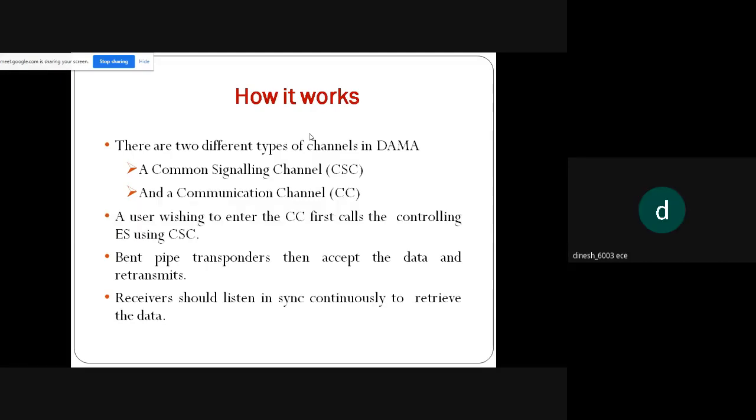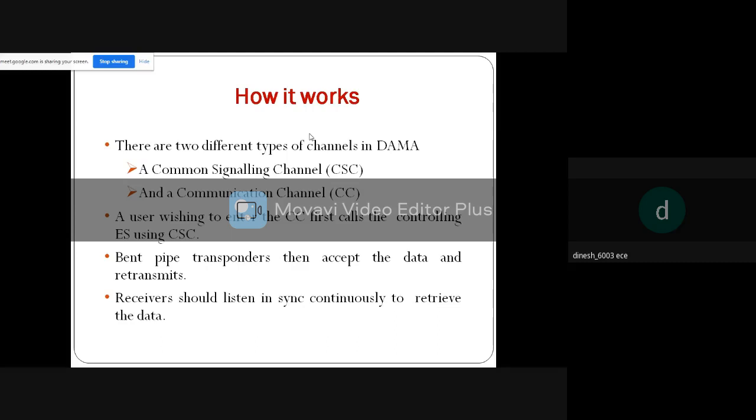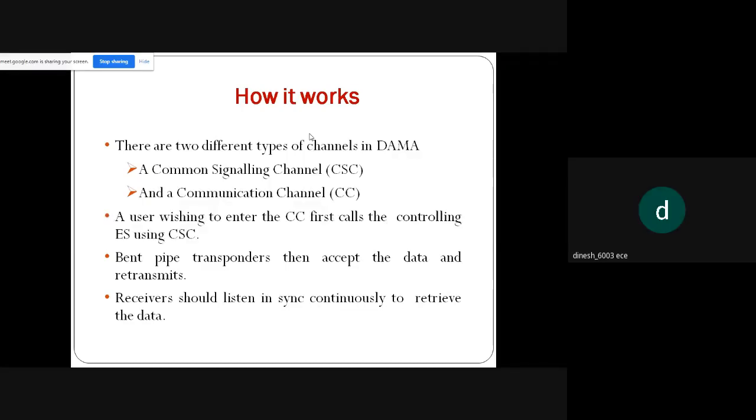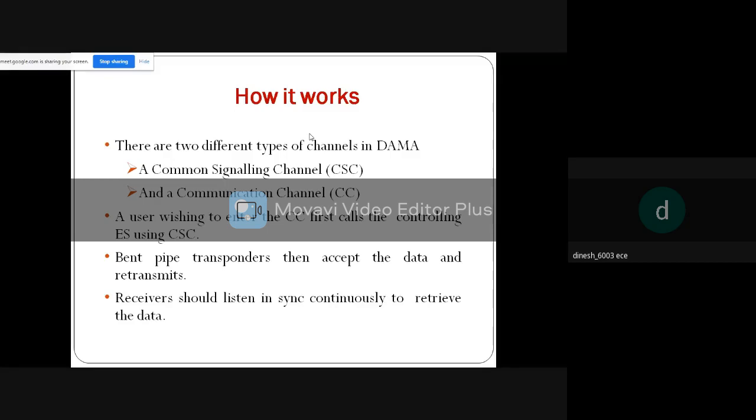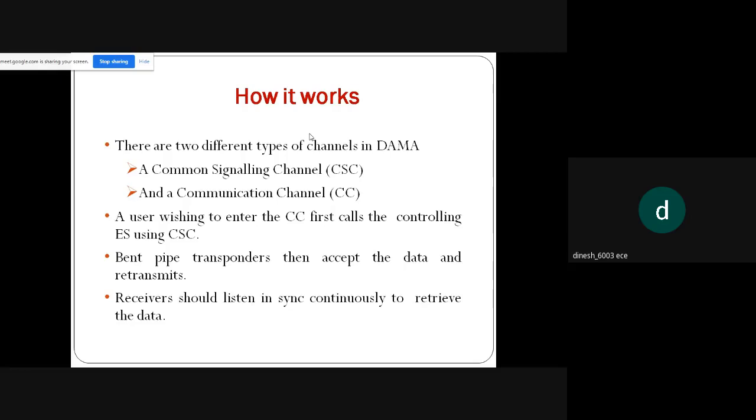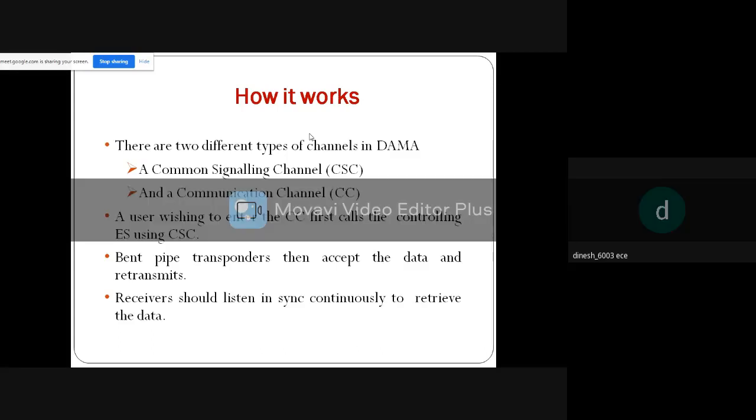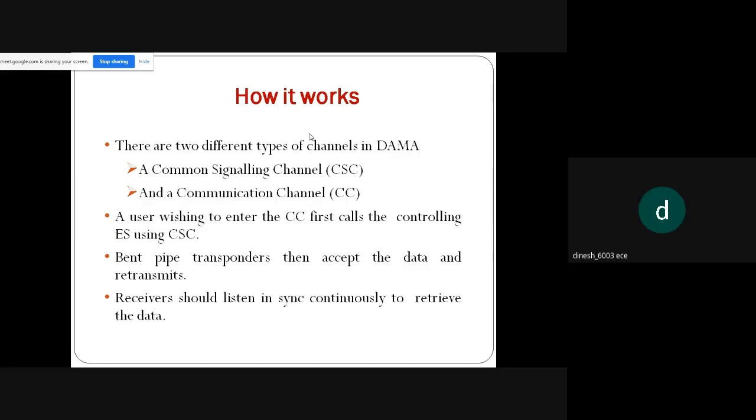There are two different types of channels present in the DAMA: one is the common signaling channel and the other is the communication channel. The common signaling channel is abbreviated as CSC, and the communication channel as CC. Any user who wants to enter the communication channel using the DAMA should first call the controlling earth station using the common signaling channel. If anybody wants to make a communication using the DAMA, they should raise their hand to the earth station by giving a signal that they require demand access.